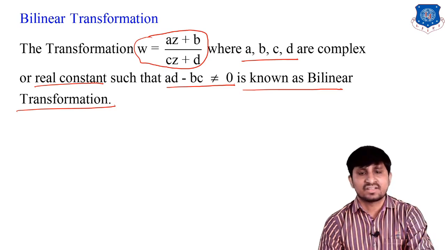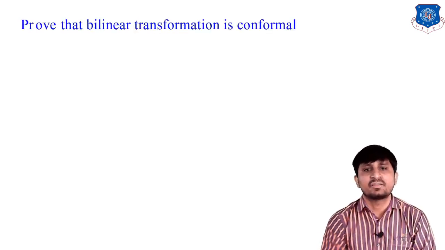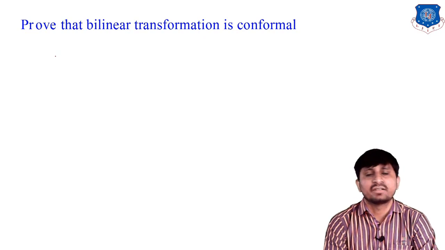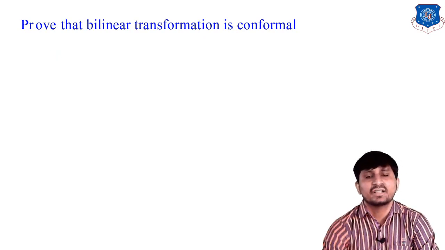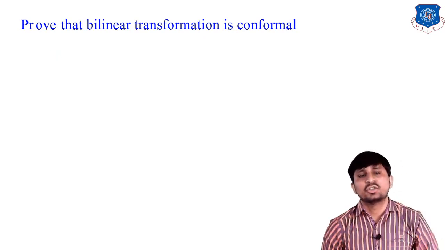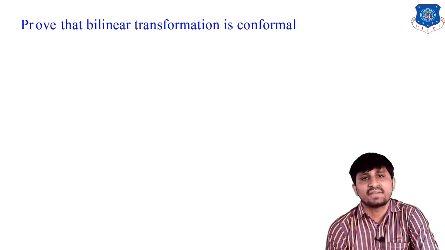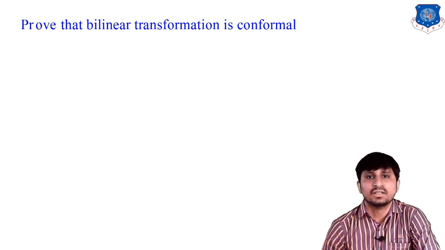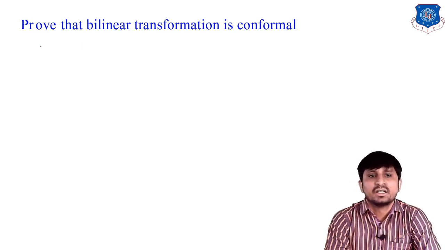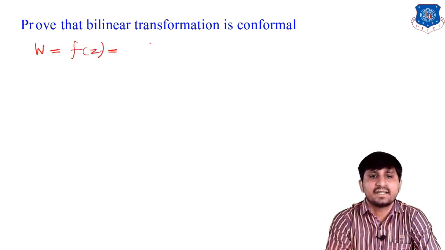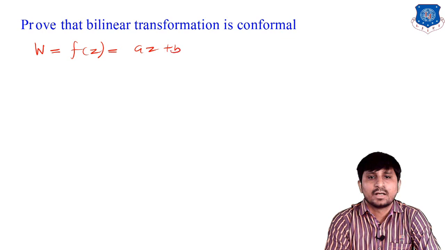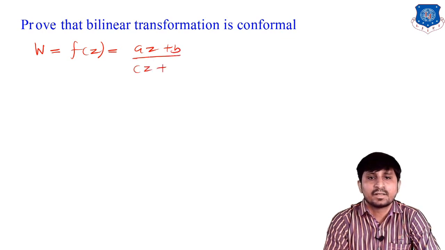First of all I want to prove that the bilinear transformation is conformal. We know the definition of conformal: f dash must be non-zero. If f dash equals 0, then those points are critical points, and at that point the transformation is not conformal. We discussed this very important theorem. So what is my W? W is equal to f of Z, and that is (AZ plus B) upon (CZ plus D). I want to find f dash Z.